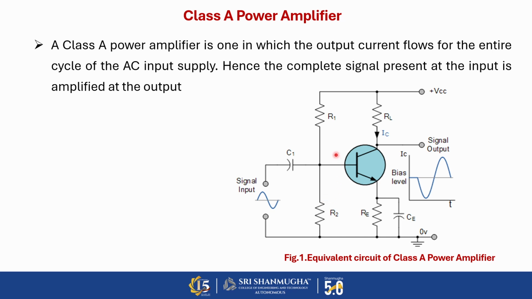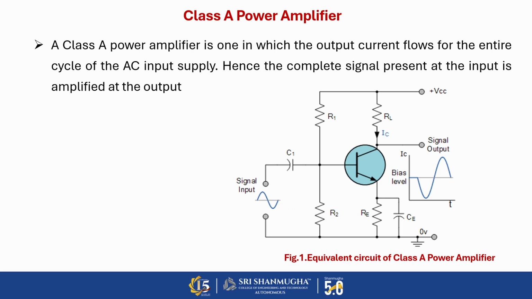The main function of the class A power amplifier is that it produces the entire output signal at the output side. Here we are applying a full sinusoidal signal as an input. The output of the class A amplifier is the same as the input. So at the output we are getting the same full input signal. It covers the entire 360-degree cycle, that is the conduction angle. That's why I mentioned here that the output current flows for the entire full cycle based on the input signal. So it covers the 360-degree full cycle.